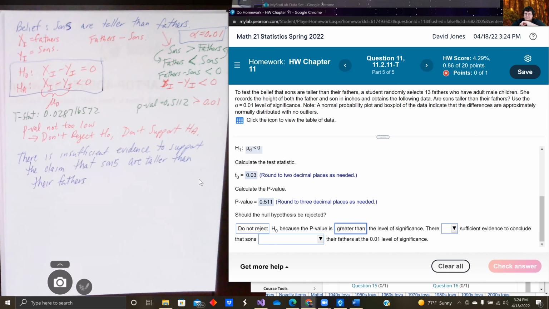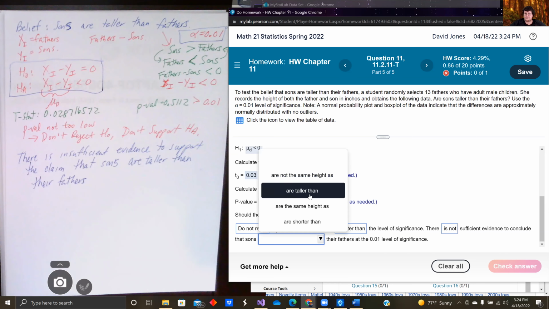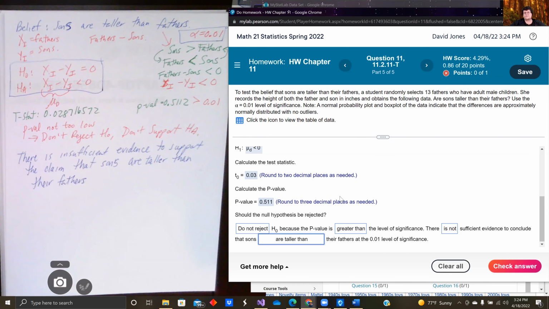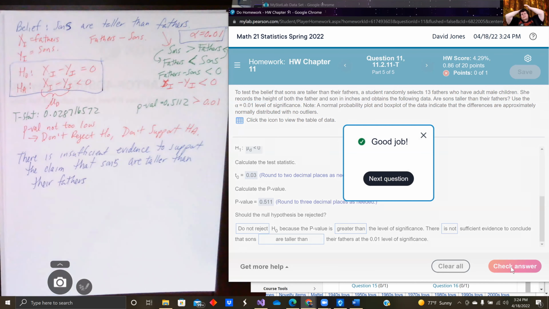We'd be enormous. All right, so we want to say there is not sufficient evidence to conclude that sons are taller than their fathers. We click check answer and bam, done. Any questions?